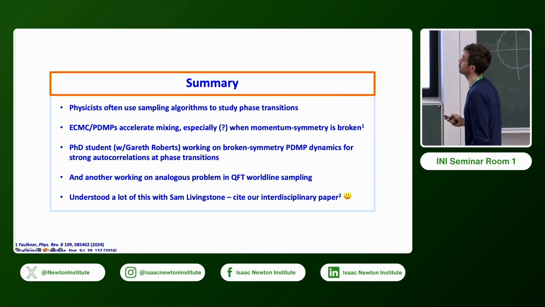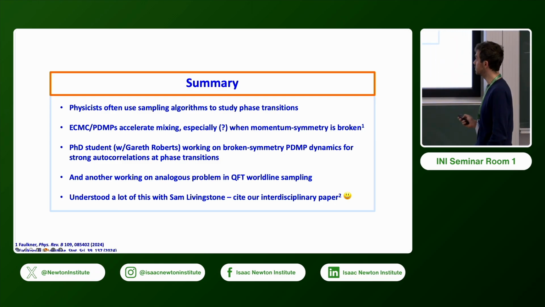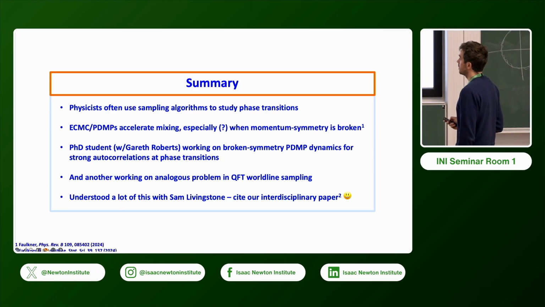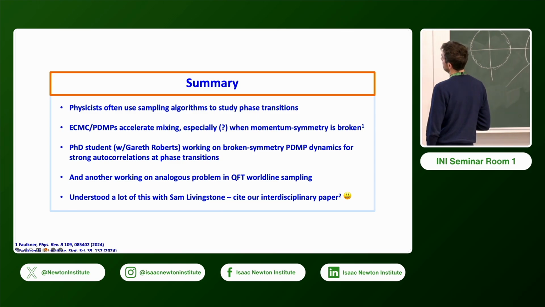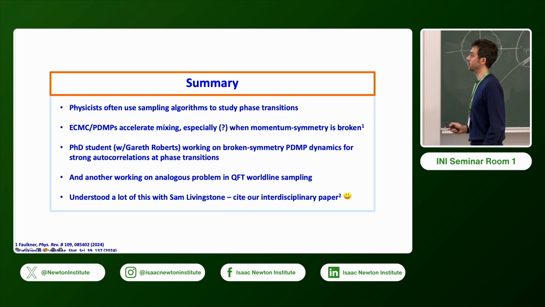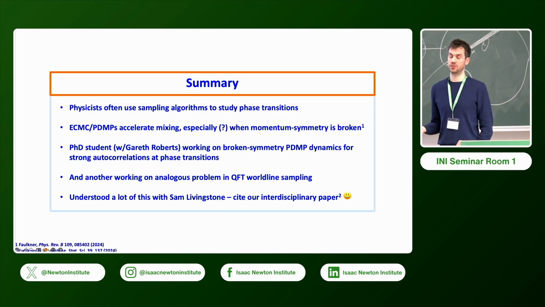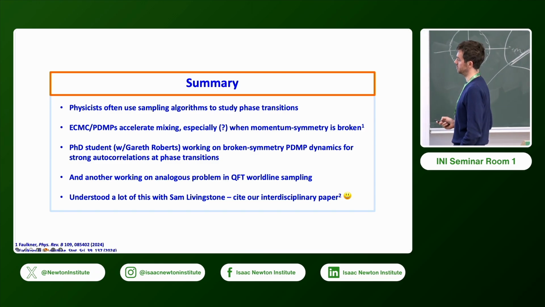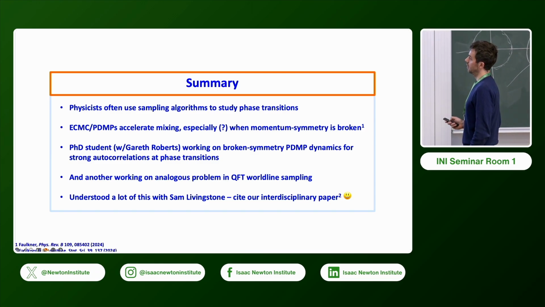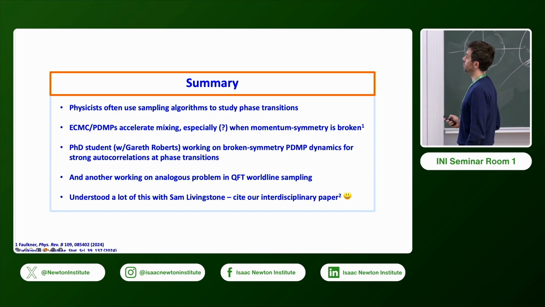Okay, so, summary: physicists often use sampling algorithms to study phase transitions. Event-chain Monte Carlo, or PDMPs more generally, accelerate mixing, especially, question mark, when momentum symmetry is broken. The question mark is because we need to do it without breaking symmetry as well, but it seems like a very strong hypothesis. I have a PhD student with Gareth working on broken symmetry PDMP dynamics for strong autocorrelations at phase transitions, and another working on the world-line problem.